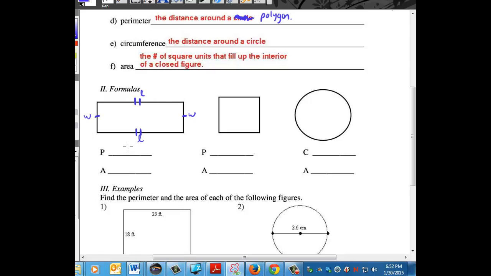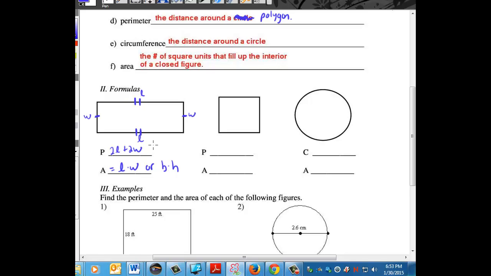So if we wanted to find perimeter, we just add up all of our sides. And if we were to do that, we would add up 2 L's and we would add up 2 widths. For area, it's just going to be length multiplied by the width. I've also seen it as base times height. And length and width are interchangeable. Same with base and height.